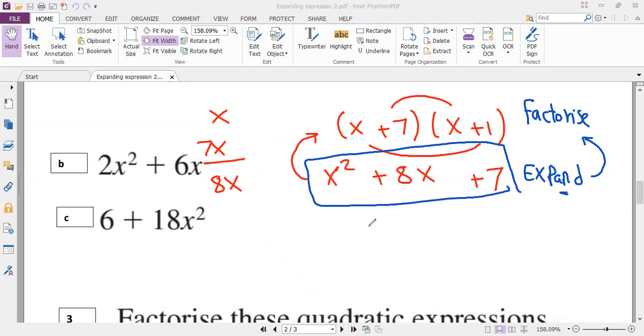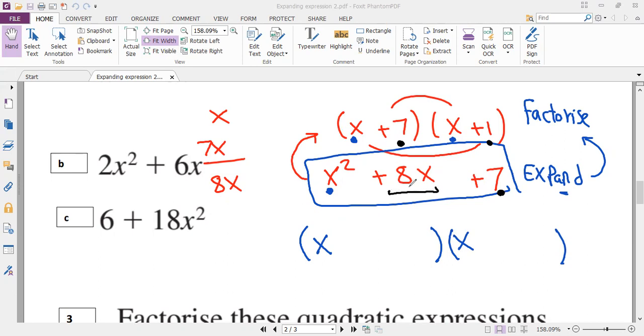Okay, so the first step, we will open two pairs of arcs. And x squared, you know that x squared came from multiplying the first by the first. So right at the very beginning, x and x. What about 7? 7 came from multiplying the second by the second. So how can we get 7? We can get 7 by multiplying 7 times 1.